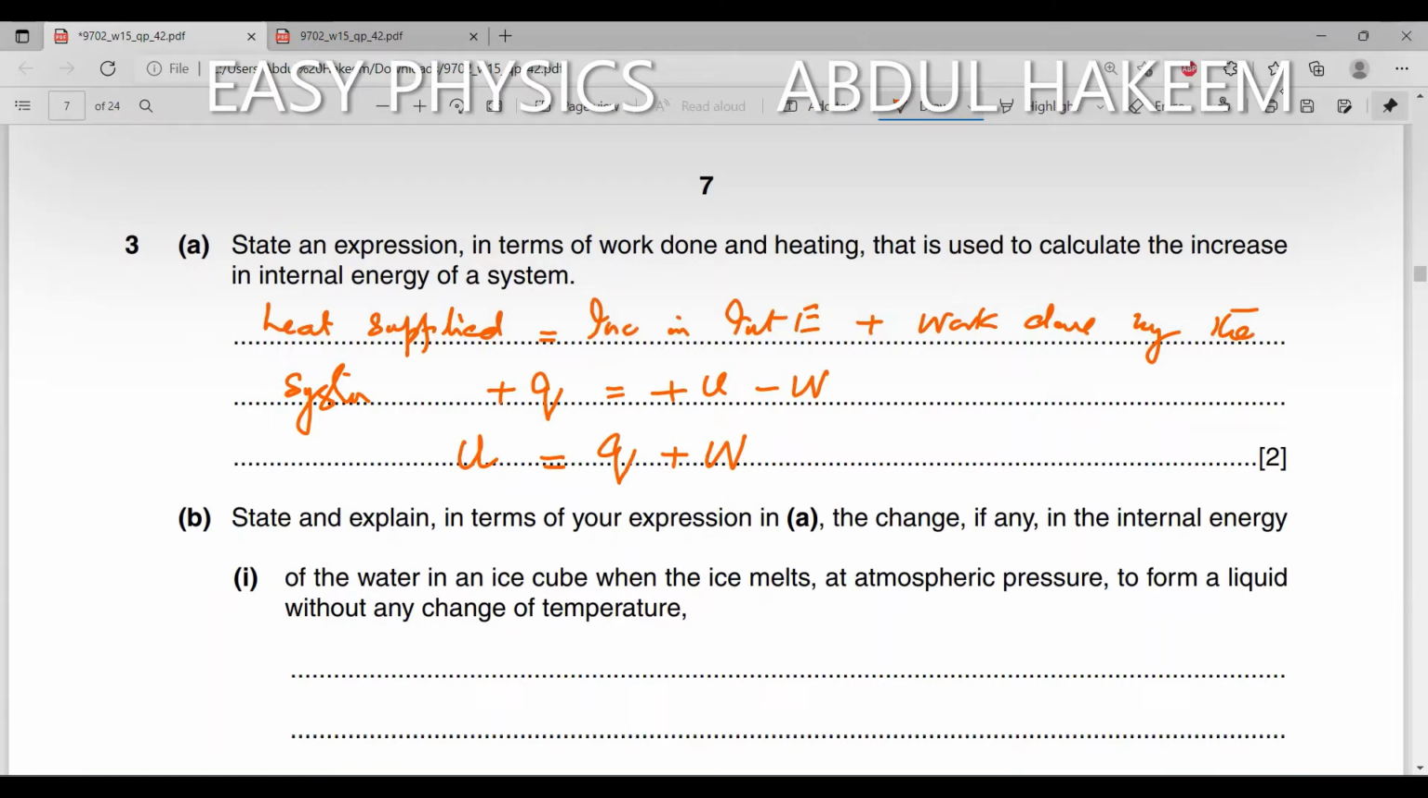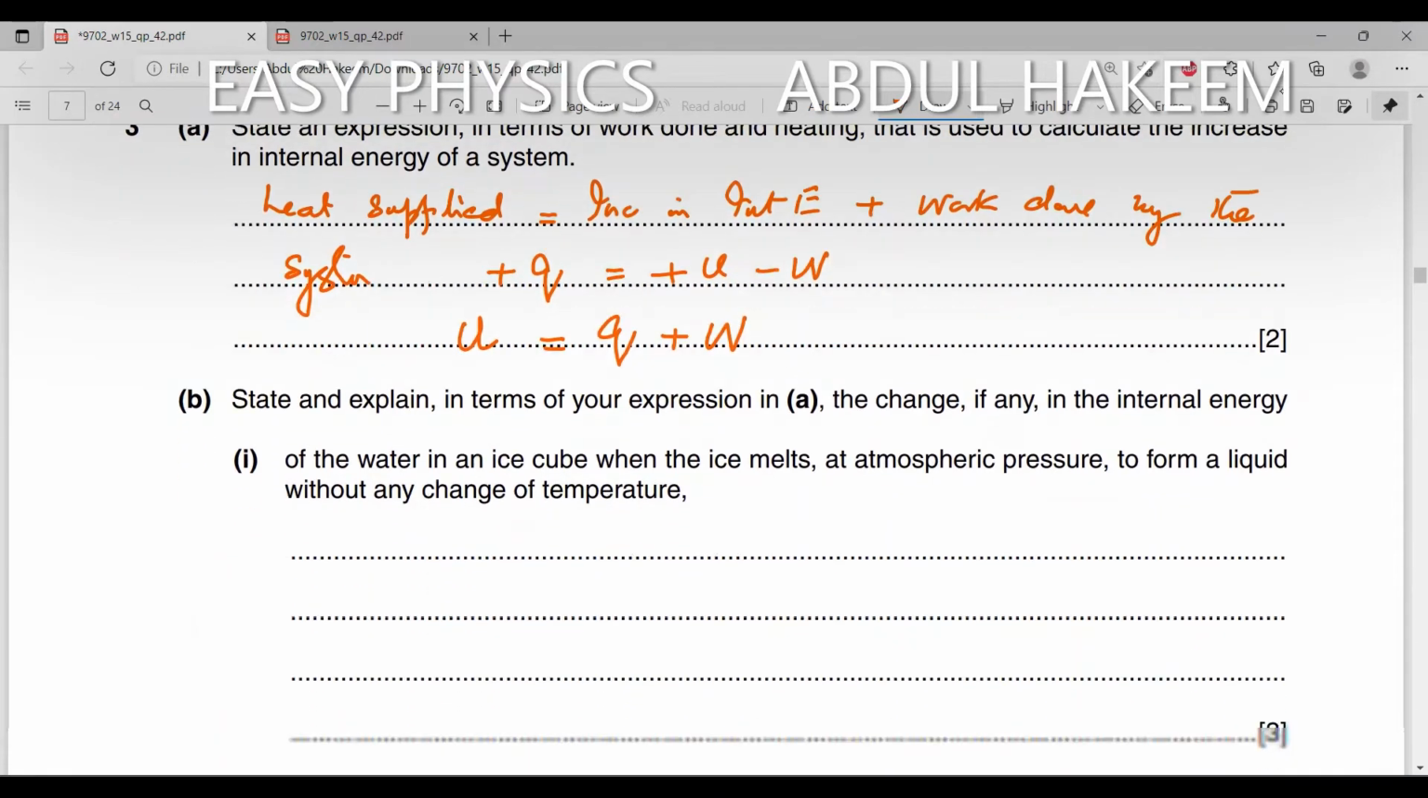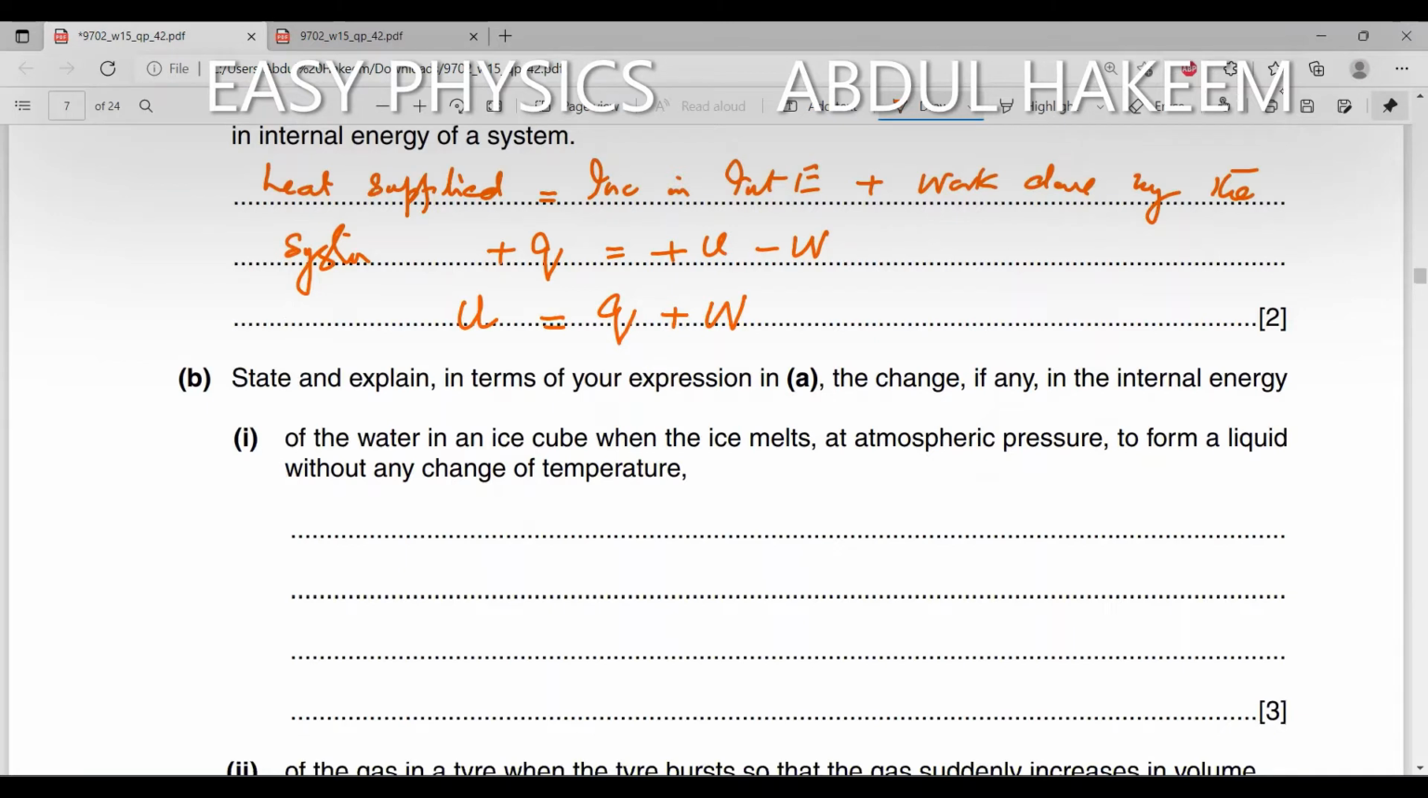State and explain in terms of your expression A, the change, if any, in the internal energy of the water as an ice cube melts at atmospheric pressure to form a liquid without any change of the temperature. If there is no change in temperature, there is no change in kinetic energy.